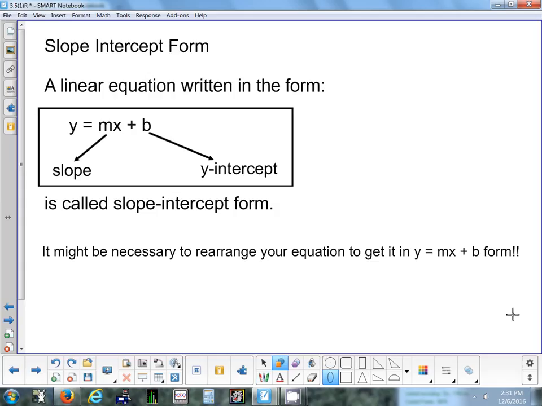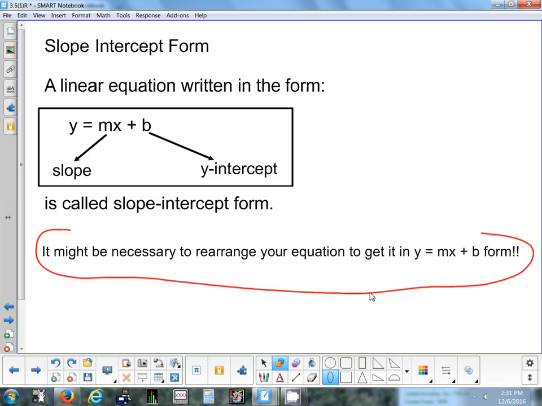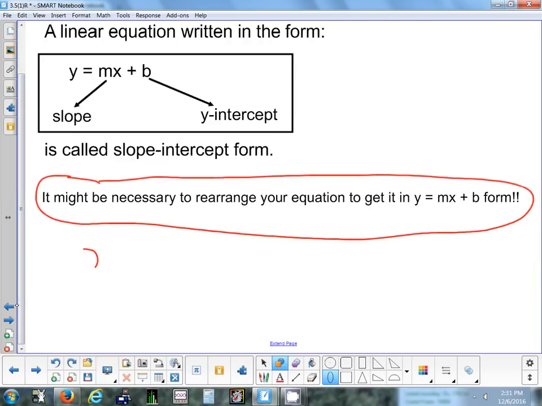This is where the line will cross the y-axis on the coordinate grid. That's where it's going to cross at that y-intercept. And the slope is just the steepness of the line. Now, very important, sometimes you might have to rearrange the formula to get it in y equals mx plus b. You might have 2x plus y equals 5. That's not in y equals mx plus b form.